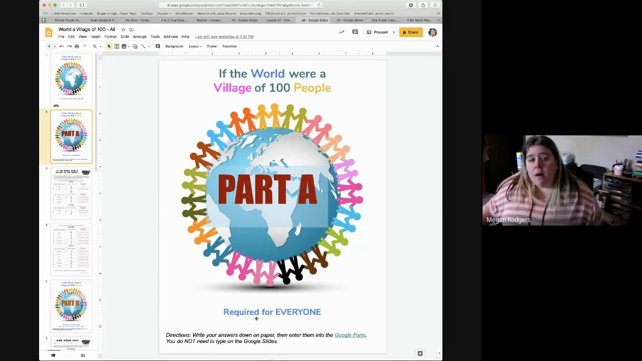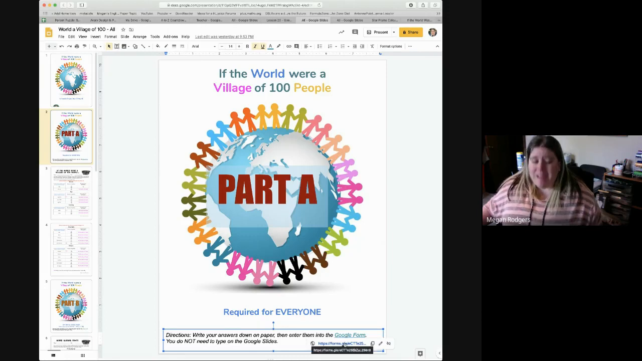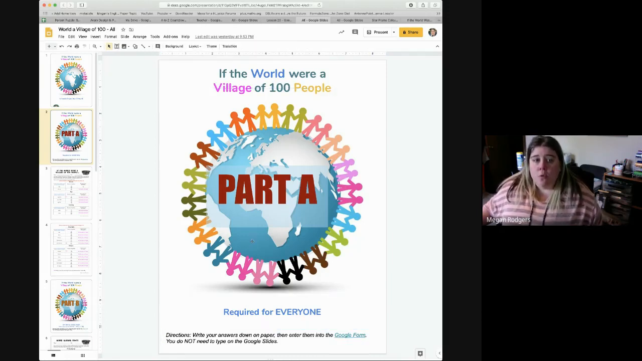So on this part A slide, there is a link to the Google form. I did each part separately so that the form wasn't ridiculously long. In order to click on a link in Google Slides, remember, you're going to have to click on it, then click on the link. That way it'll take you to the Google form. It should match. Part A should be a reddish color. So I tried to color coordinate a little bit for you.